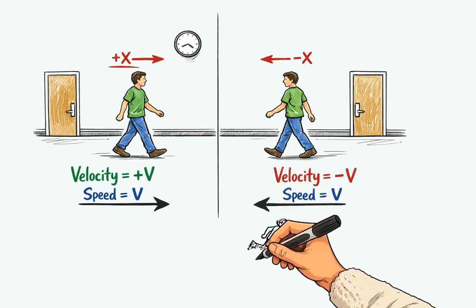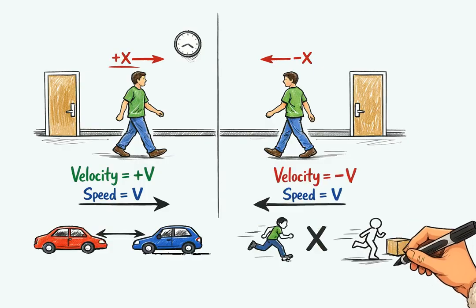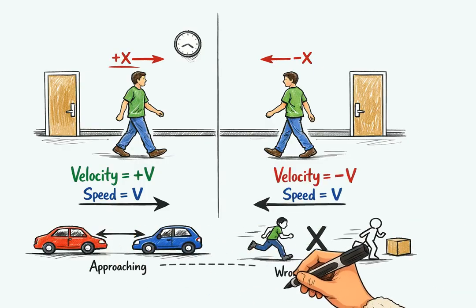That sign matters whenever displacement matters, where you'll be after a certain time, whether two objects approach each other, and later, how forces change motion. Replacing velocity with speed in those problems quietly erases direction and leads to wrong but plausible predictions.